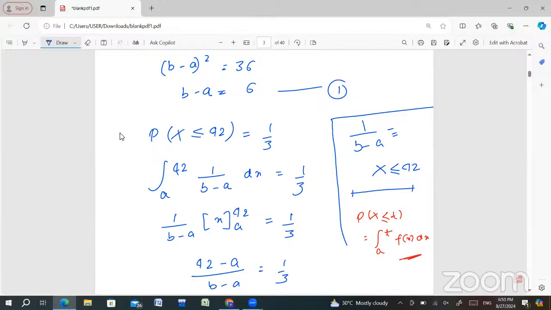Ma'am, in order to calculate CDF, we can also use the other formula, x minus a by b minus a, right? Yes, you can use the formula directly. If you have learned all the formulas, you can directly use them. If you don't know the formula, then you can use the general method.